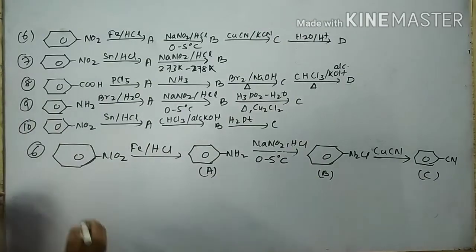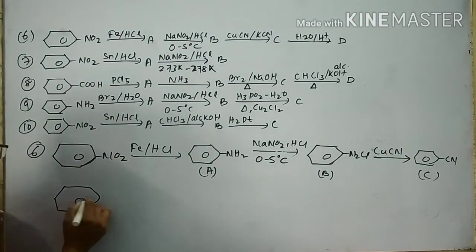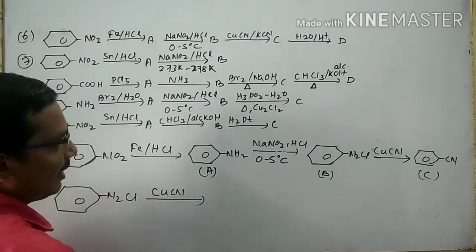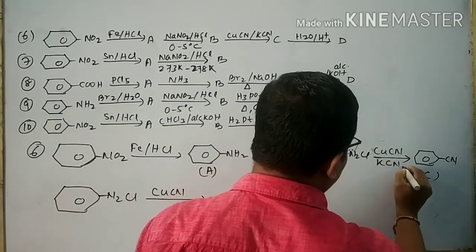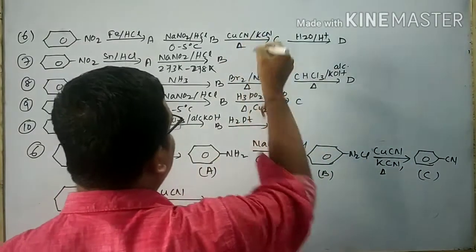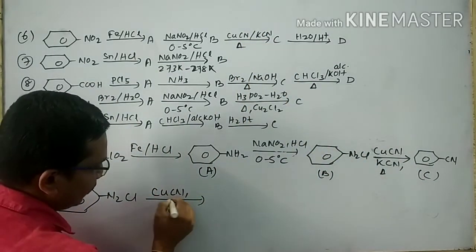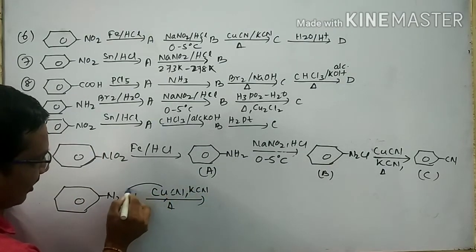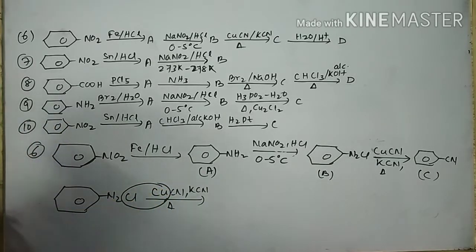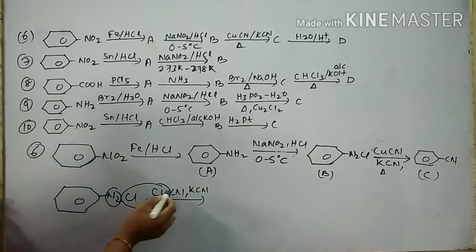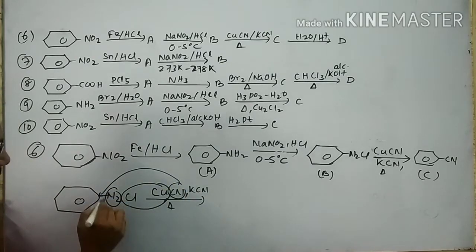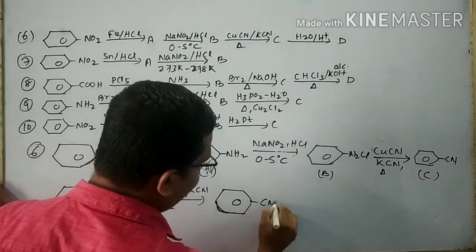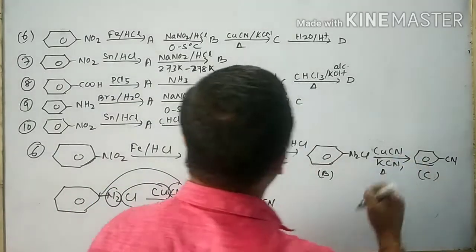Look at that. This is the structure of BDC. Your CuCN is given. Here also KCN is written. Heat is also given. CuCN is dissolved in KCN. Heat is given. There is a formation of byproduct, that is CuCl, and another byproduct is N2, and the CN will attach here and form the cyanobenzene. So the C is cyanobenzene.